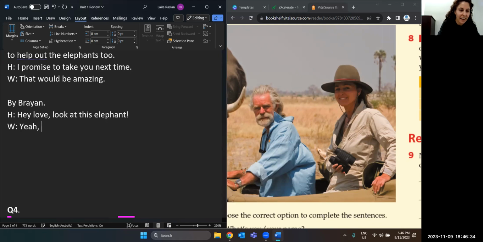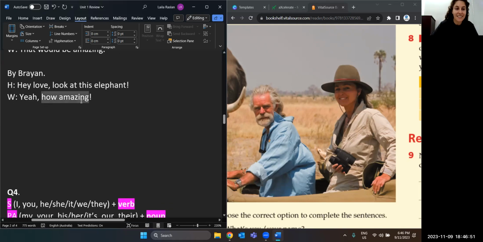Yeah, how amazing. We use phrases like this, like, "Wow, how amazing." Yeah, unless you're specifically saying something about the elephant, like, "Oh, he looks so unwell," or "He looks," I don't know, but maybe just "how amazing." Yes, wow, how amazing. And then the husband says, "Take a picture of me."